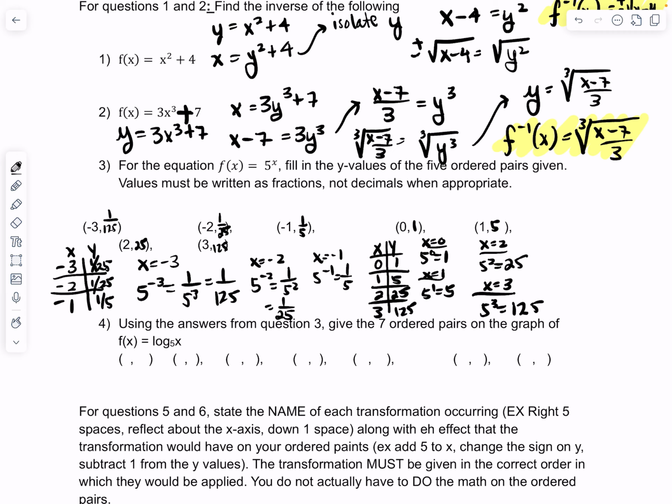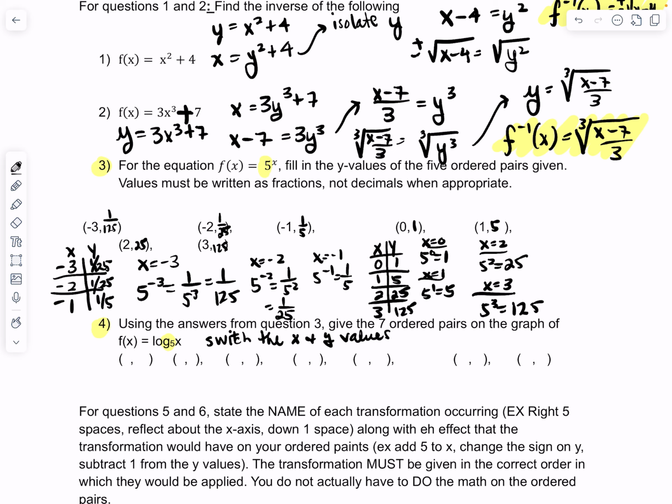Number 4 says find the inverse of the answer from question 3. Give the 7 ordered pairs on the graph. Okay, remember that the inverse function of exponential is logarithmic. So notice that the base of the log is base 5, and the base of the exponential is 5. So these are inverses of each other. So 3 is the inverse of 4. So what we're going to do is switch the x and y values to get these points.